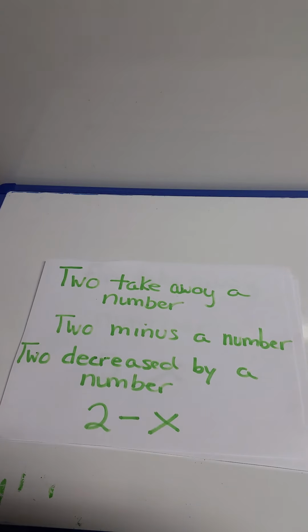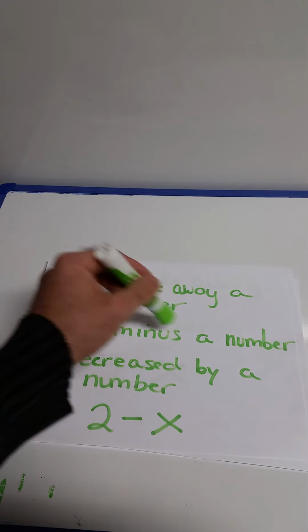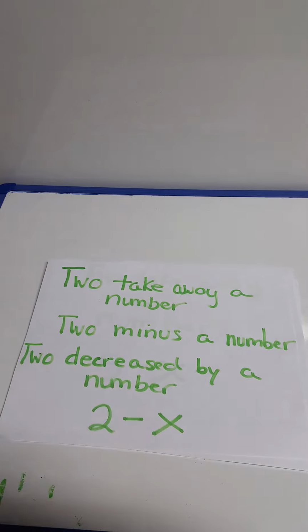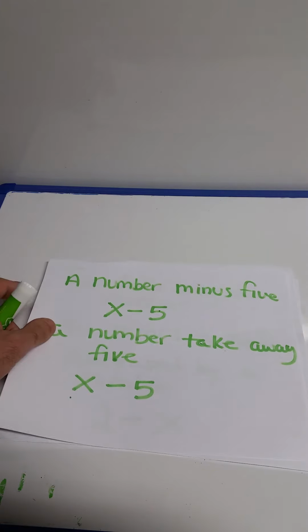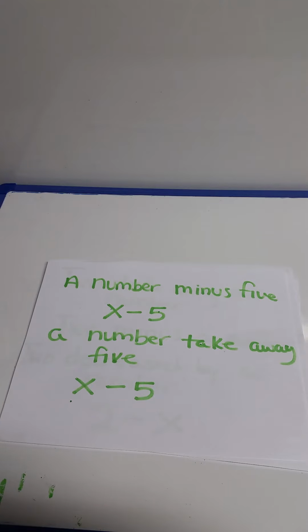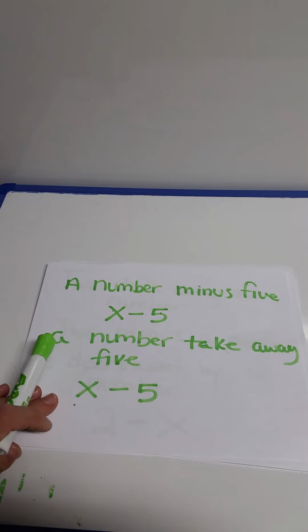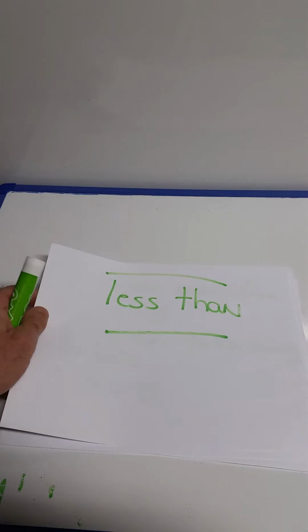This is 2 take away a number. Or 2 minus a number. Or 2 decreased by a number. Here's a number minus 5. A number take away 5. So again, decreased by, minus, take away, the difference. They're all subtraction terms. However, there's one that we have to be careful with, and it's less than.